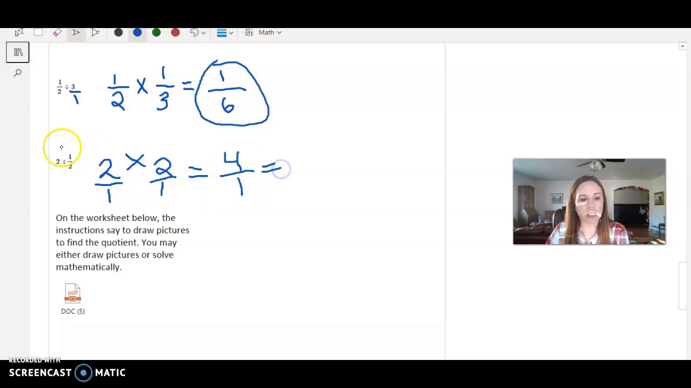Remember how we said if we started with a whole number, we're going to end with a whole number. Well, is 4/1 a whole number? It is. It's an improper fraction, and we say that 1 goes into 4 times, so our answer is 4. So we did get a whole number for our answer.